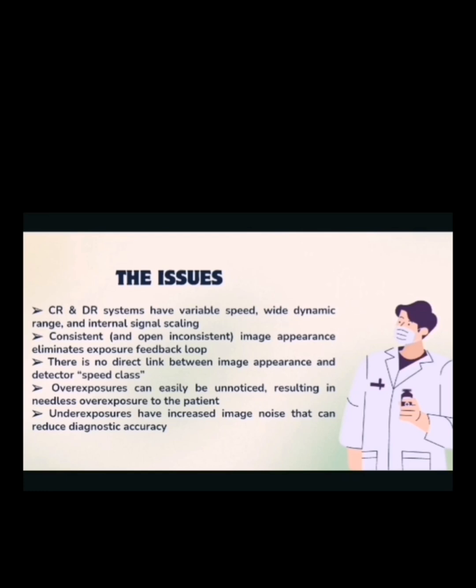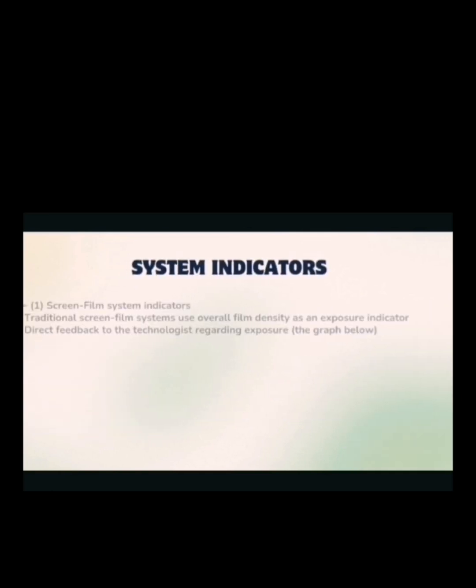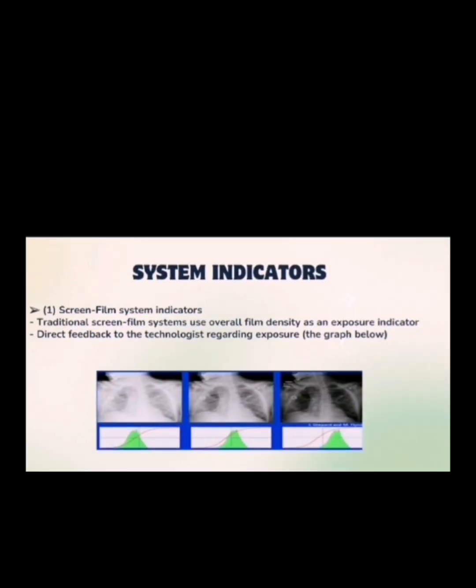Third, there is no direct link between image appearance and detector speed class. Fourth, overexposures can easily go unnoticed, resulting in needless overexposure to the patient. And lastly, underexposures have increased image noise that can reduce diagnostic accuracy. Moving on, let us now go through our system indicators.